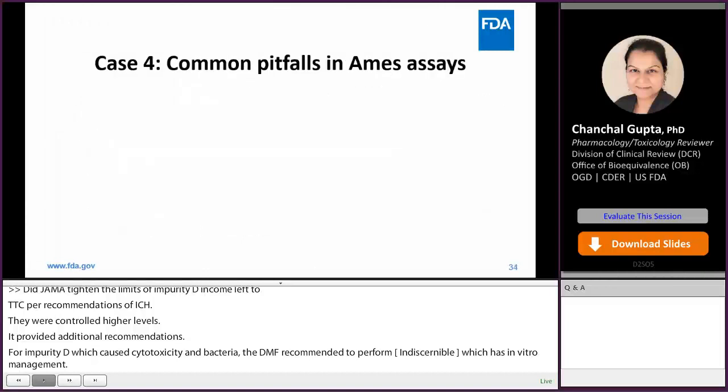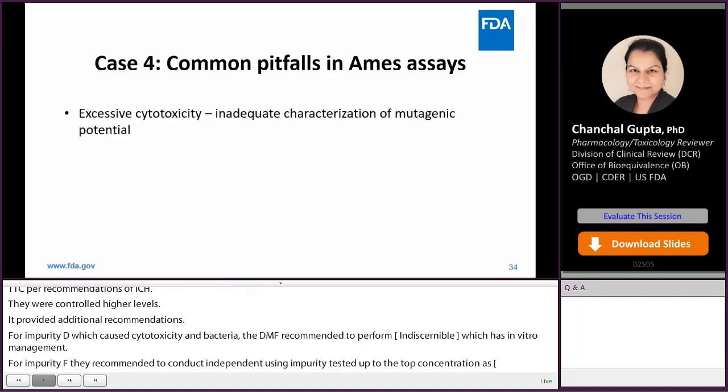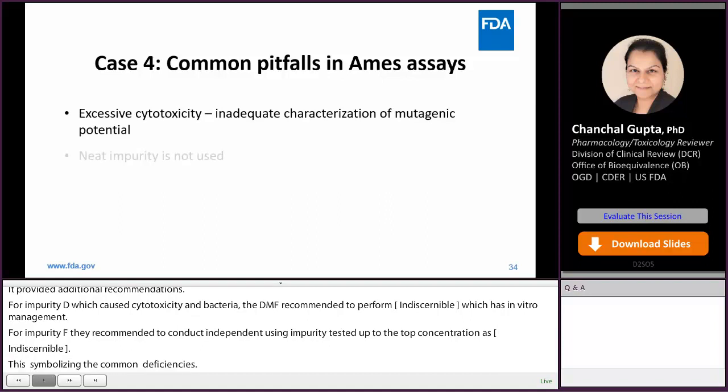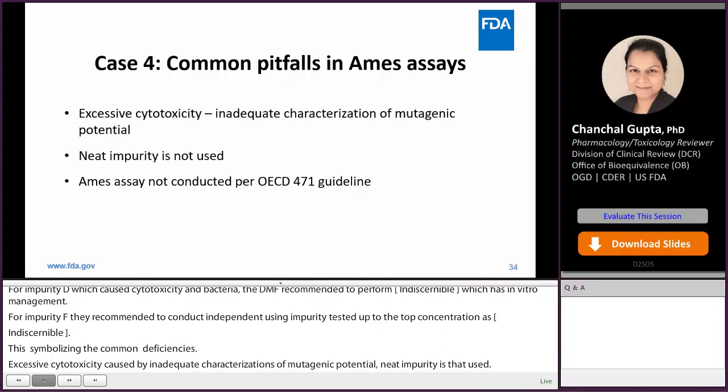This slide summarizes the common deficiencies observed in the Ames assay. Excessive cytotoxicity caused by test article, which leads to inadequate characterization of mutagenicity potential. Neat impurity is not used in the Ames assay. Oftentimes, Ames assays are not conducted per OECD 471 guideline and selection of top dose is not adequate.